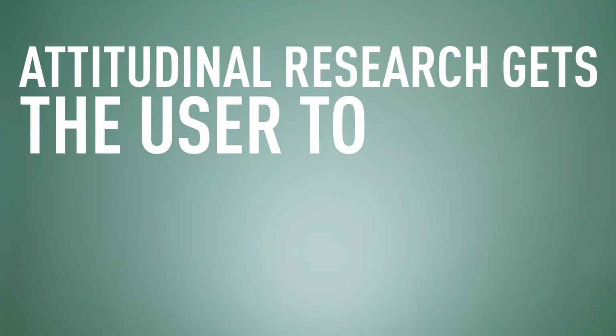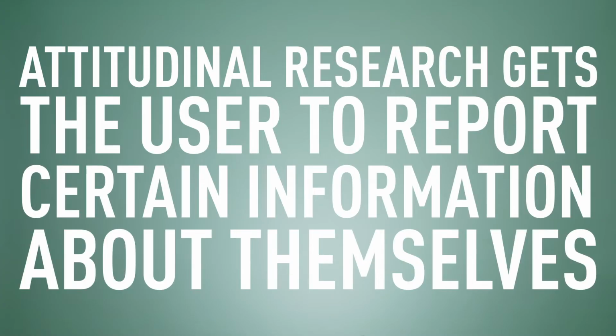When conducting user research, you'll also make a distinction between attitudinal and behavioral research. In other words, distinguishing between what people say and what they do. Often the two are quite different. Attitudinal research gets the user to report certain information about themselves. This helps you understand people's stated beliefs, expectations, and perceptions. For example, you might conduct an interview with a user to find out their opinions on certain concepts or to discover their motivations for using a certain app.